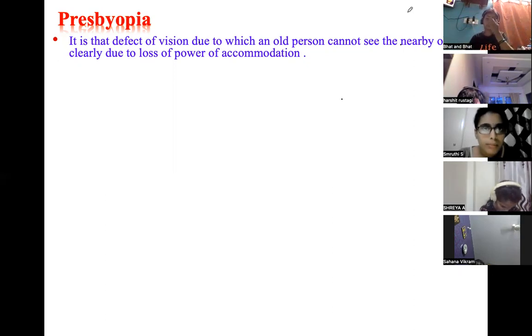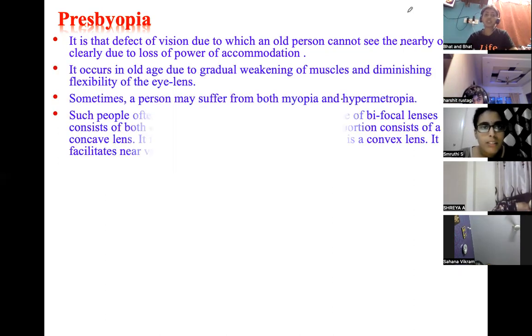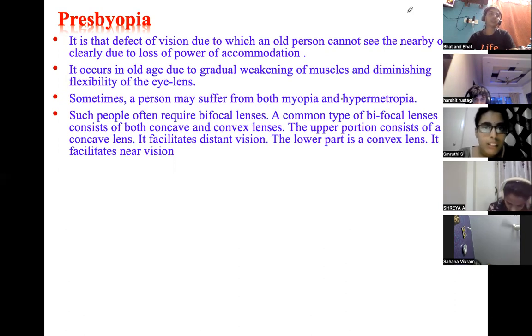Okay, so why does it happen? Due to aging, the flexibility of the ciliary muscles will be lost. Since the flexibility is gone, the ciliary muscles will not be able to contract and relax and increase and decrease the focal length of the eye. Correct? So because of that, the person will not be able to see things, both far and near objects.